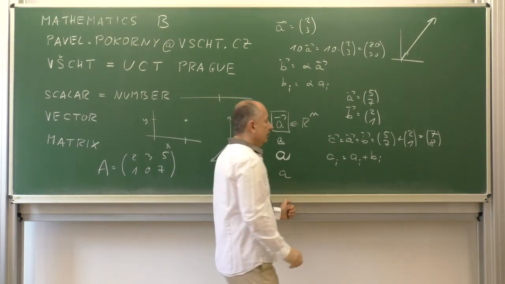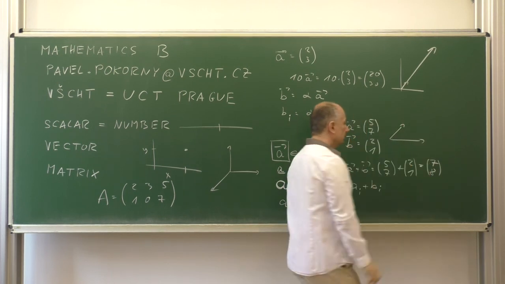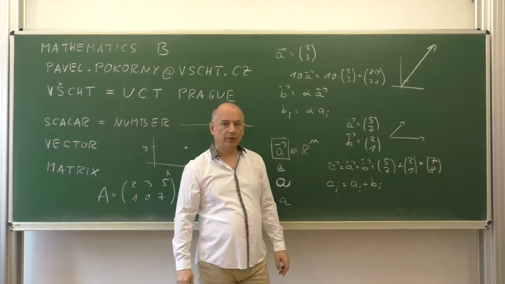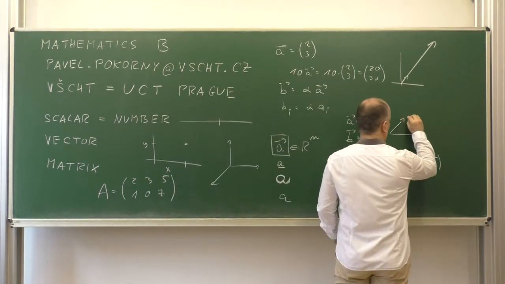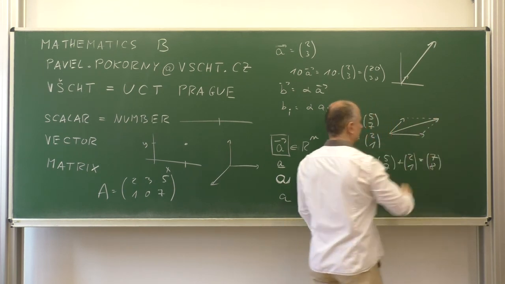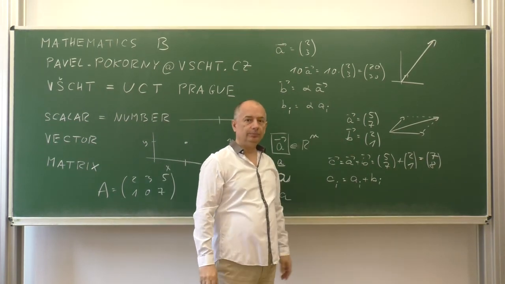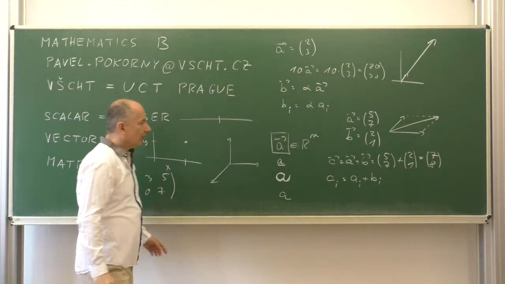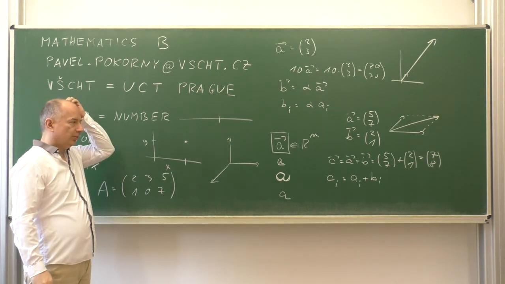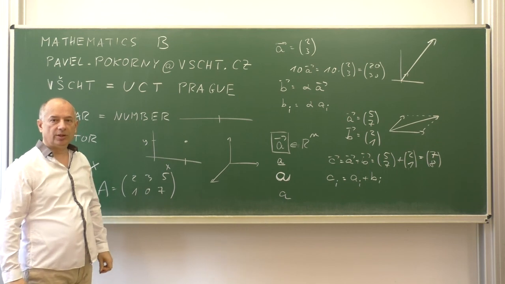And graphically, if we have a vector like that and another vector, then the sum of these two vectors can be graphically found by drawing this parallelogram. So these were the basic operations with vectors, namely addition and multiplication by a scalar.